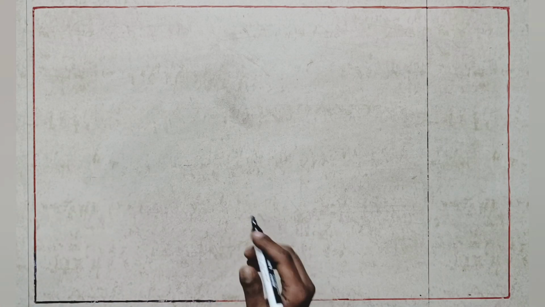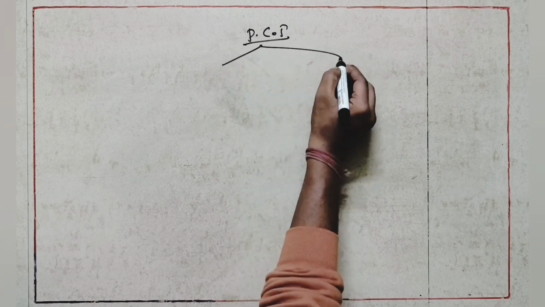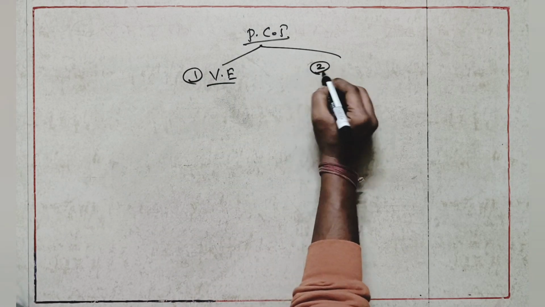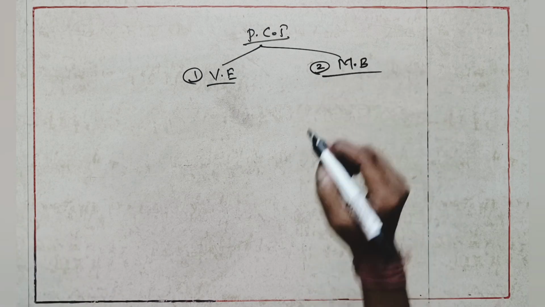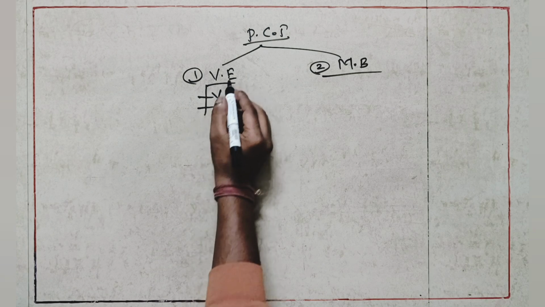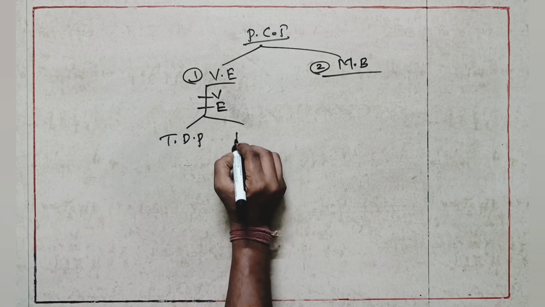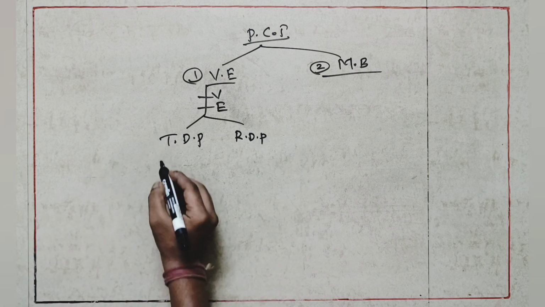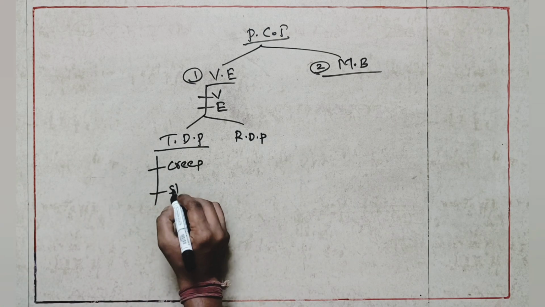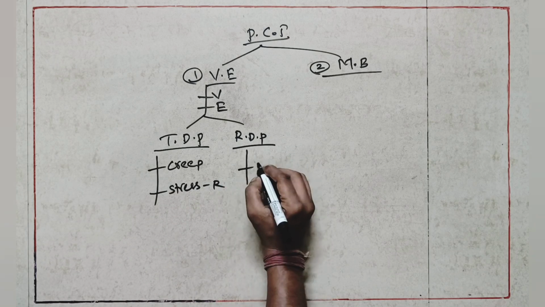Overall, as a summary of the properties of connective tissue, first we have the viscoelasticity property. Second, we have mechanical behavior. In this we will see what is viscosity and what is elasticity. Then these materials have two properties, a time dependent property and a rate dependent property. In the time dependent property we will see what is creep, and after that what is stress relaxation.